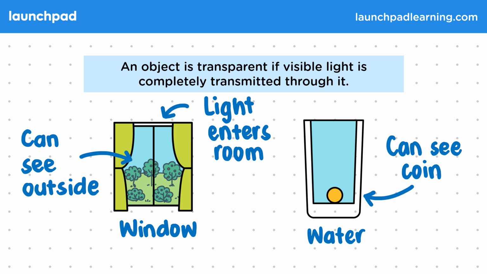Now, you don't need to understand why an object is or isn't transparent, but you should be able to explain how light behaves at a transparent material for your exam. But will we always be able to see through objects that light passes through?